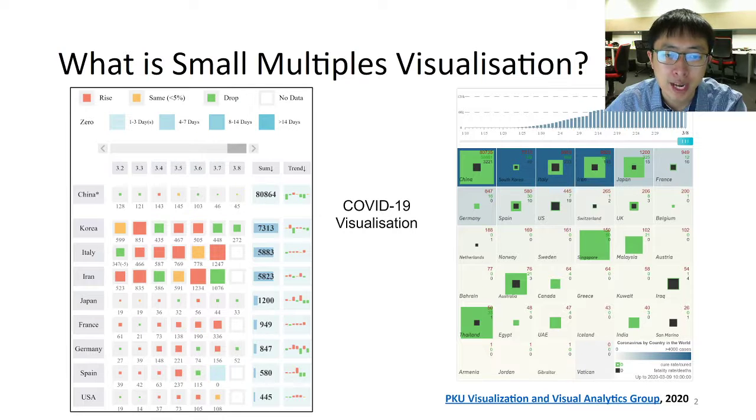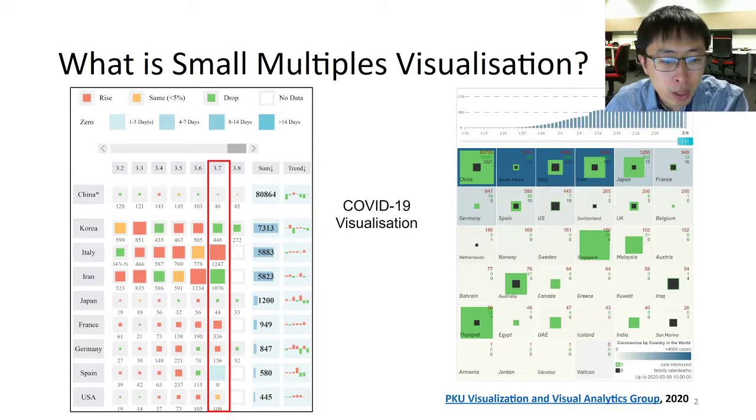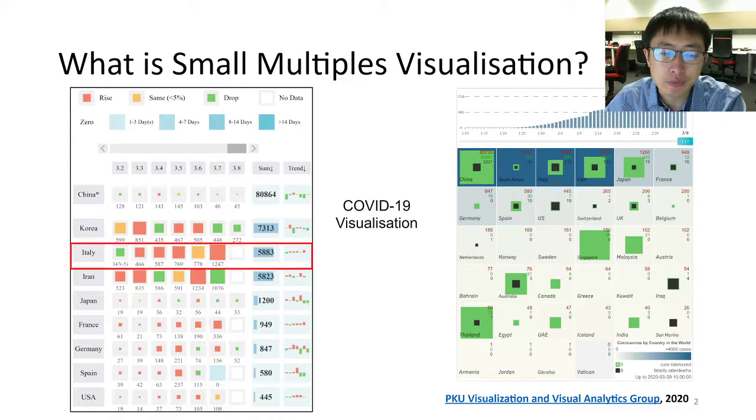Thus, they provide an overview of the data, but also allow for comparison with minimal interaction and without overloading the visual working memory. As we can see from these two examples, on the left-hand side, it shows the development of the virus. The color indicates the change compared with one day before. In these small multiples, we can compare vertically for the difference between different countries on a specific day, or we can compare horizontally for different time series in a specific country.